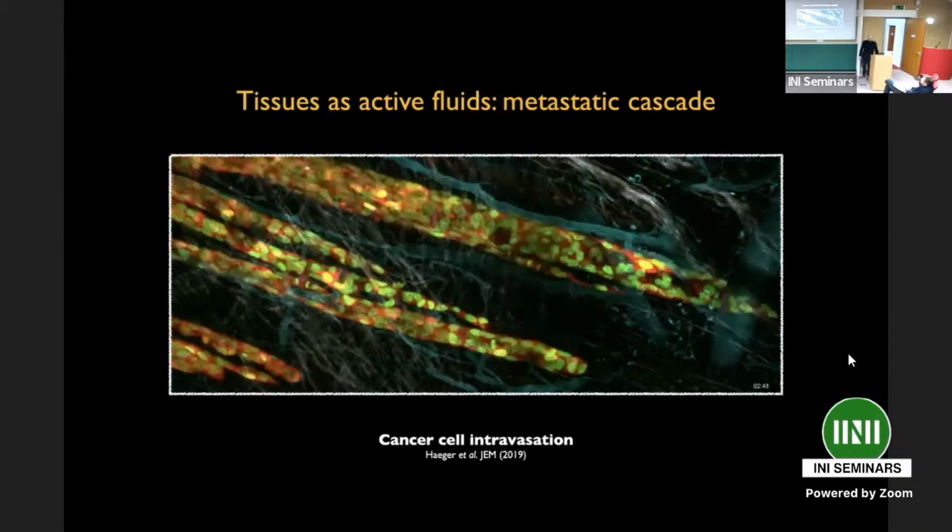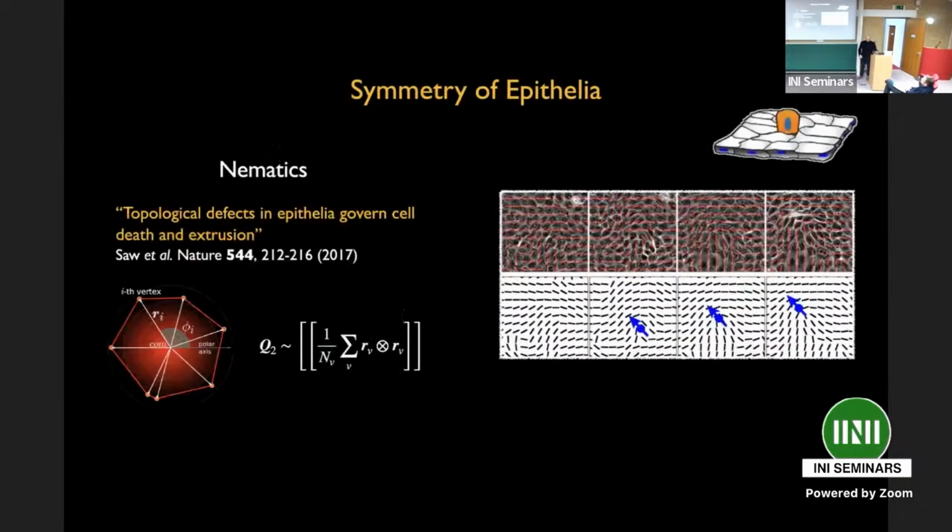Now, the idea at this point was, how can we try to describe from a first-principles perspective, so from a hydrodynamics perspective, the dynamics of epithelial tissues. Is this possible? The first steps in this direction probably date back to 2017, when this article demonstrated that topological defects in epithelia govern cell death and extrusion.